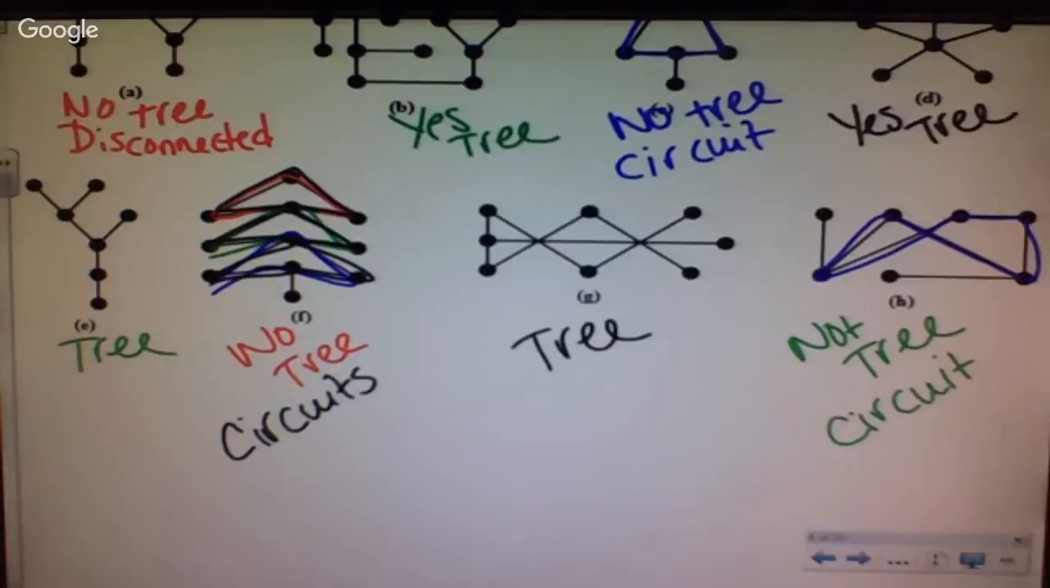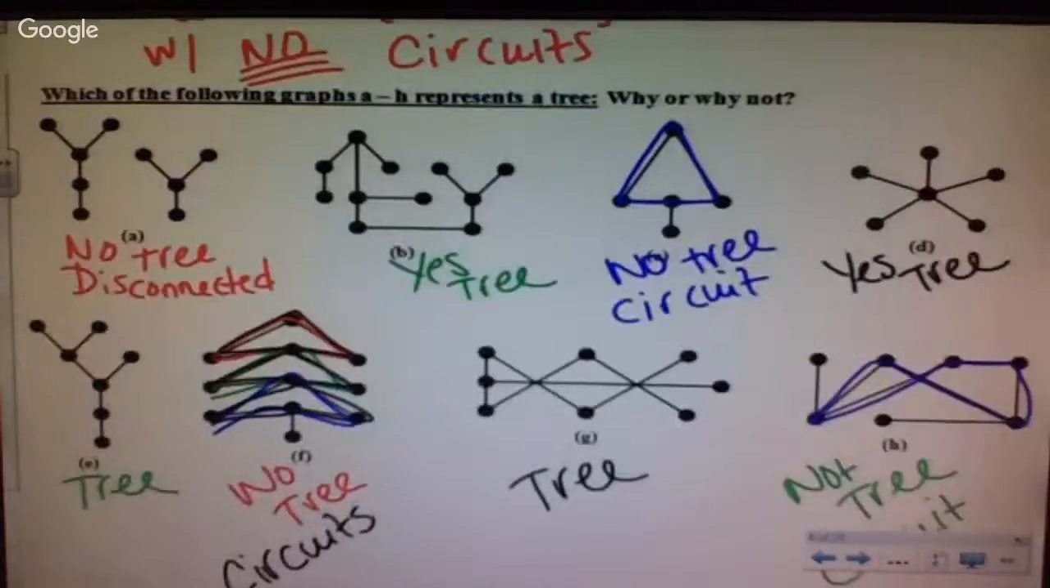Okay. So the next question right below that says, do you notice, is there a relationship between the edges and the vertices of the ones that we said are trees? So take a look at each one we said is a tree. We said B is a tree. How many vertices do I have in B? I have 11 dots and I have 10 lines. If you move over to D, I have 6 dots and only 5 lines.